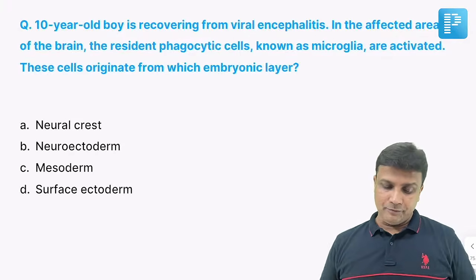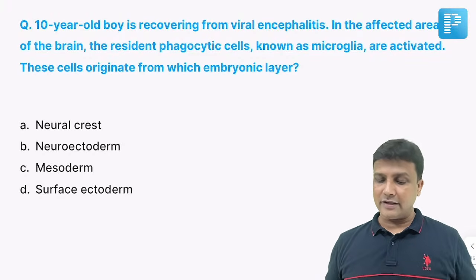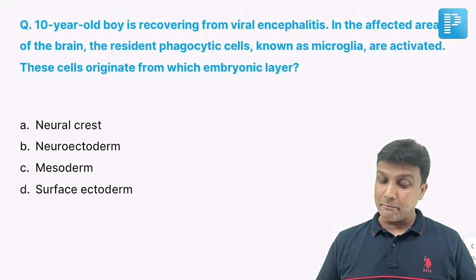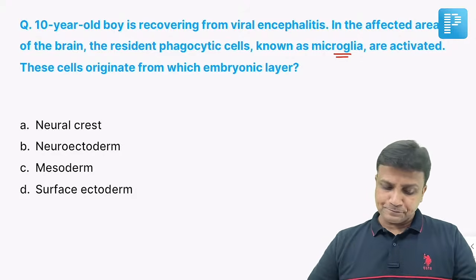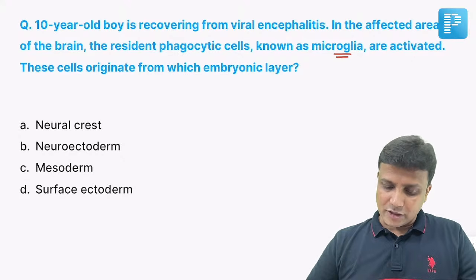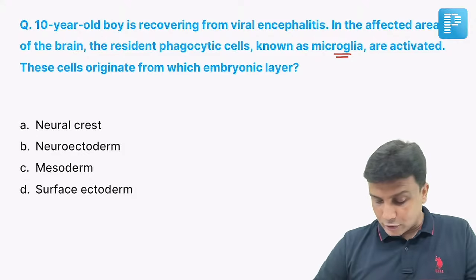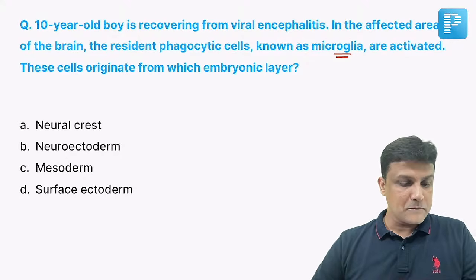Now moving ahead. A 10-year-old boy is recovering from viral encephalitis. In the affected areas of the brain, the resident phagocytic cells known as microglial cells are activated. Now, these cells originate from which embryonic layer? Can you please answer me here? Neural crest cells, neuroectoderm, mesoderm, or surface ectoderm? Come on.